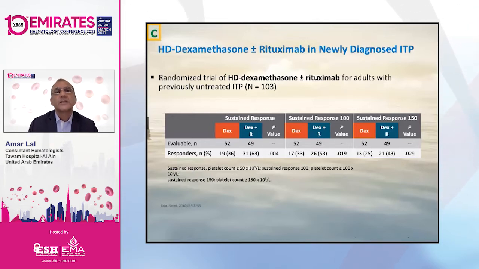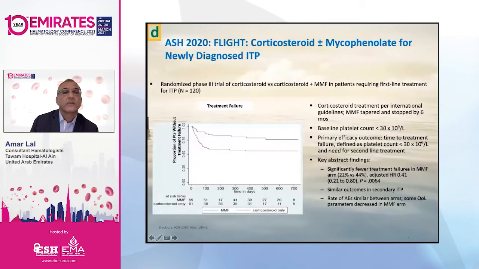Now the other option is upfront rituximab. There is one trial published in 2010. They have seen a better sustained response that is statistically significant. So you can use rituximab in some circumstances. And some people also use MMF. And there is data that MMF with dexamethasone gives a better response as compared to dexamethasone alone. So some people also prefer it, but again, this is not an ASH guideline.